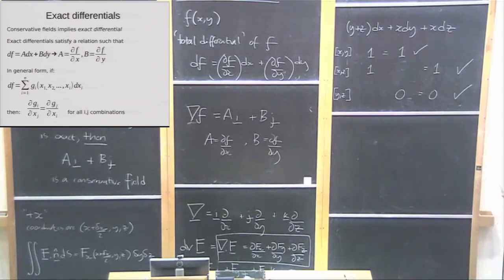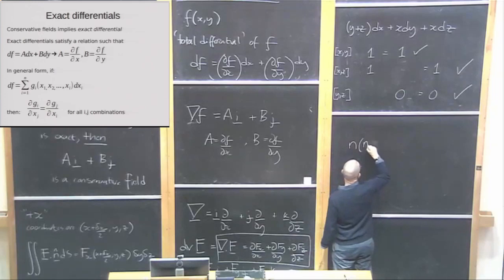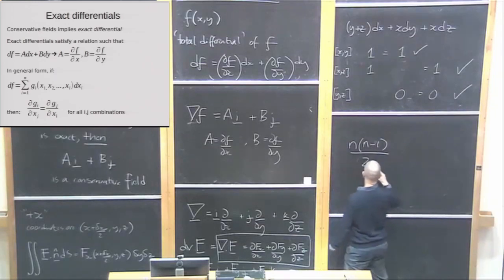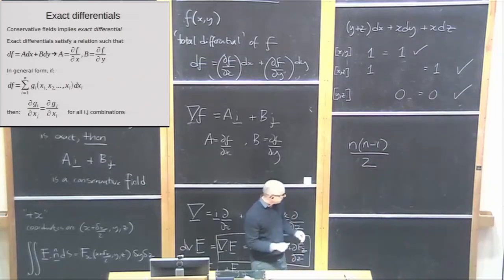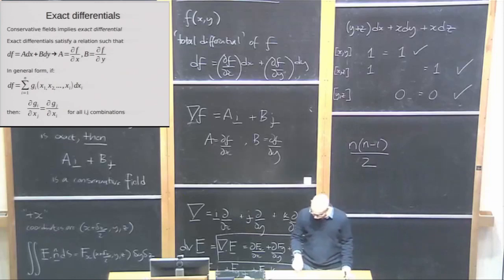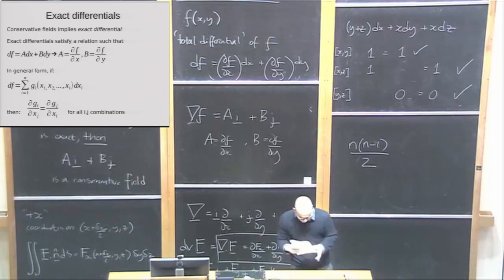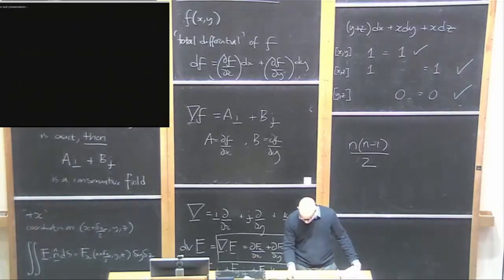Incidentally, what you're doing here is checking 3 relations because you have 3 terms. If you had n terms in your expression, then the total number of equations you would have to check would be n times (n minus 1) over 2. This is a number which comes up many times in physics and in statistics. It basically tells you the number of different unique combinations you have of your parameters. And we've done that.